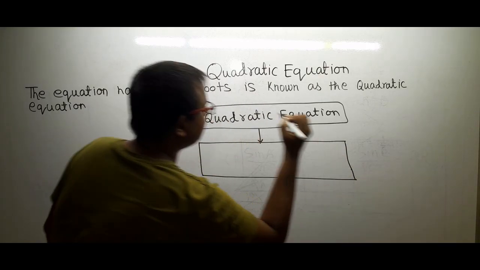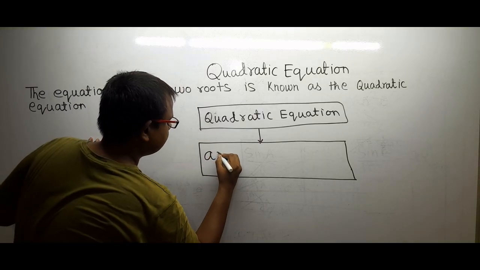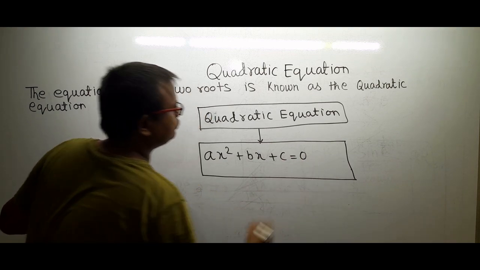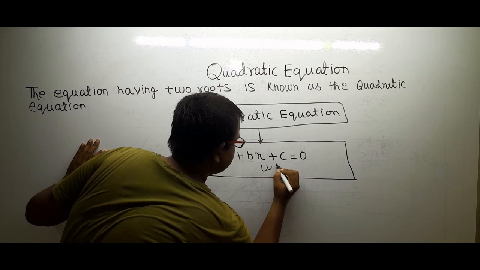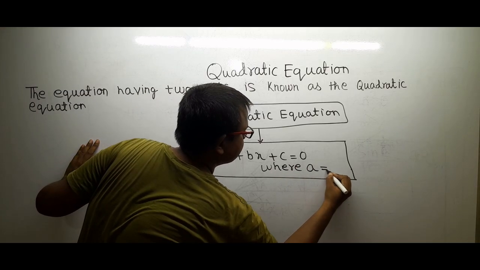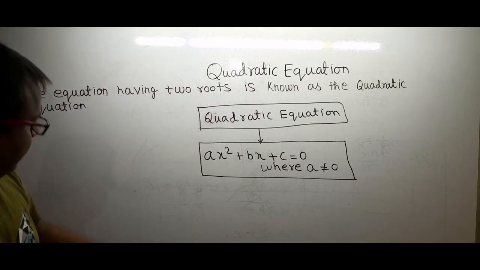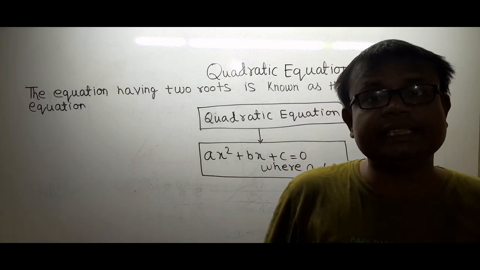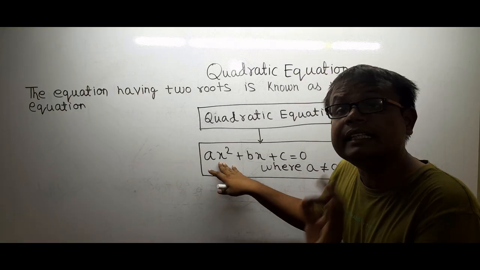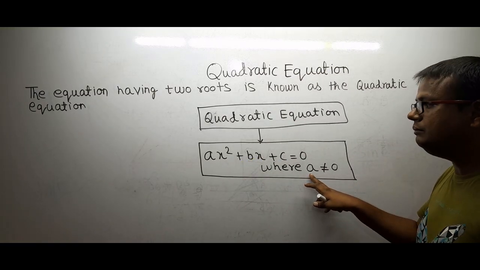The standard form of the quadratic equation is ax square plus bx plus c is equal to 0, where a is not equal to 0. A should not be equal to 0. Okay guys, if a becomes 0, that means the coefficient of x square becomes 0, then it will become a linear equation. This will not be a quadratic equation if a becomes 0.